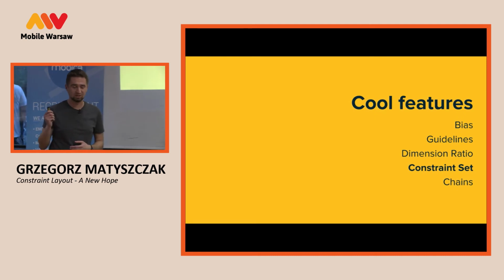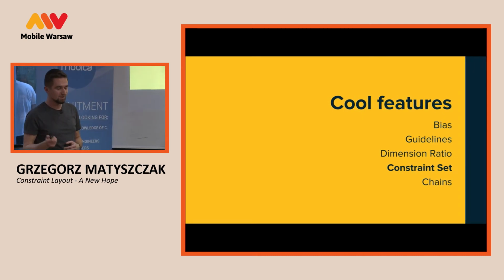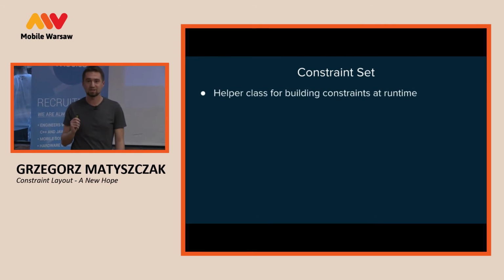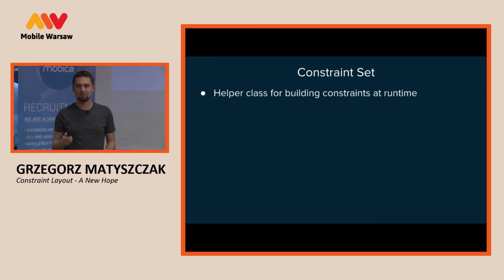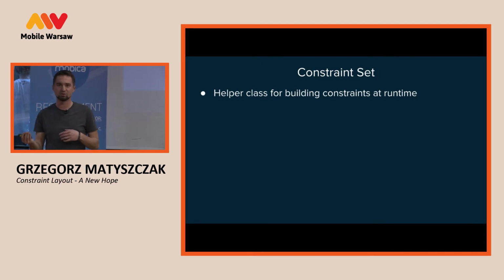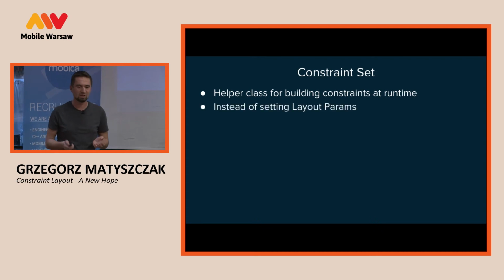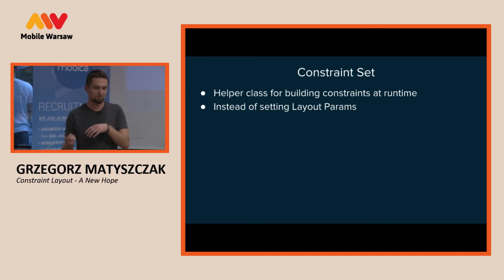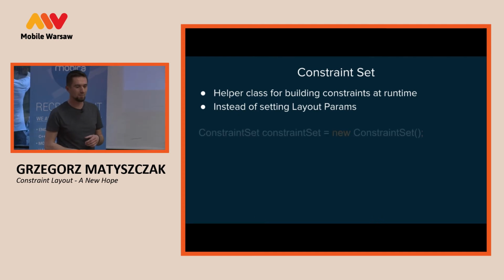And another cool feature that I really like is the constraint set. What is it? It's a helper class, like a guideline, but it allows us to build our layouts at runtime in Java code. And we don't have to use layout params anymore. We can just use this constraint set, set all the connections over there, and just apply it to our constraint layout at runtime.